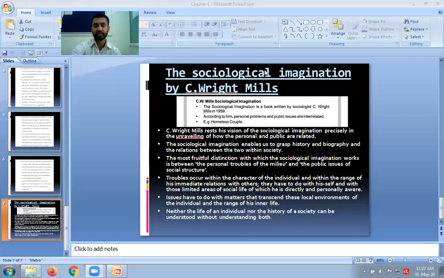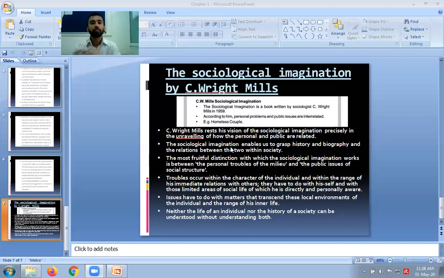So what he says here is that C. Wright Mills. So Sociological Imagination is a book written by sociologist C. Wright Mills in 1959. According to him, personal problems and public issues are interrelated. As I've already told you, this is what C. Wright Mills said in his book. And he gives the example of a homeless couple. Now, what does it mean when this American sociologist is saying homeless couple? Look, homeless couple means, or you can also call it a homeless family, right? Suppose there is a couple, a homeless couple, a man and a woman, or there is a family that has become homeless.